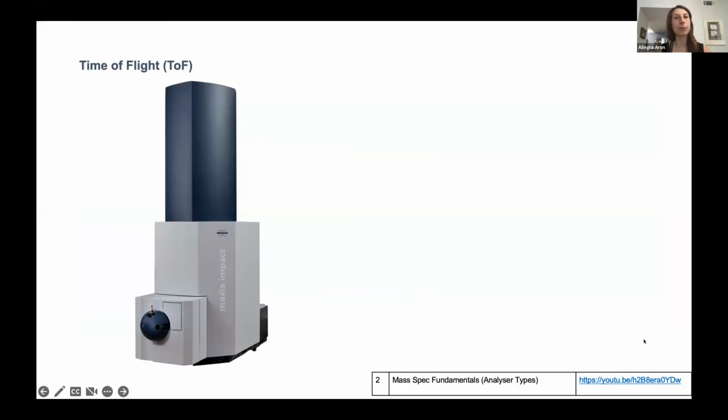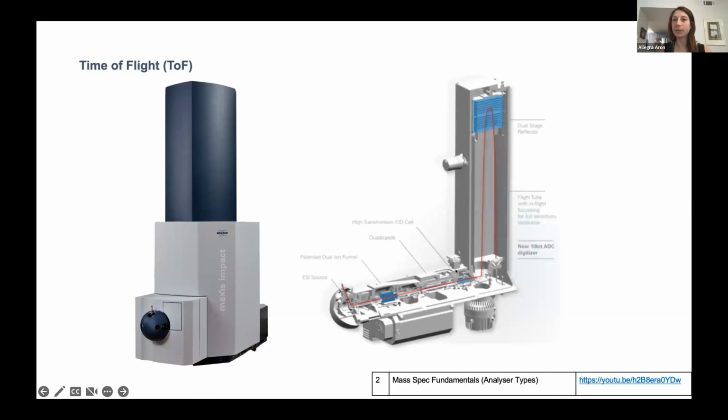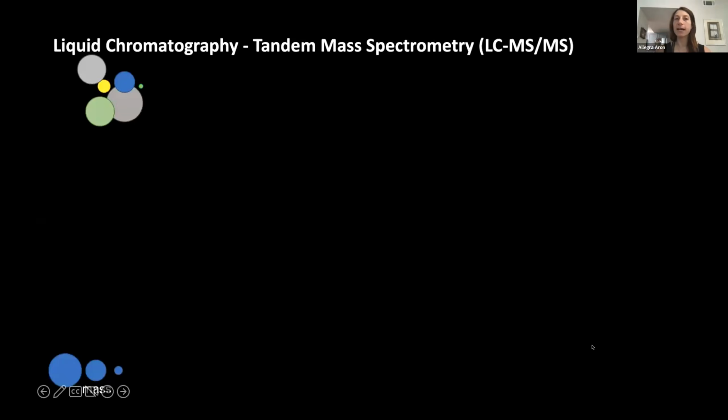Now, after chromatography and ionization, then of course we have to actually do the mass spectrometry. And so we can use a variety of different types of analyzers. We went through that in another seminar, and that again is on YouTube. Here we see a TOF with a little depiction of the internal components of that TOF. And so again, just a very quick overview. How does a TOF actually work?